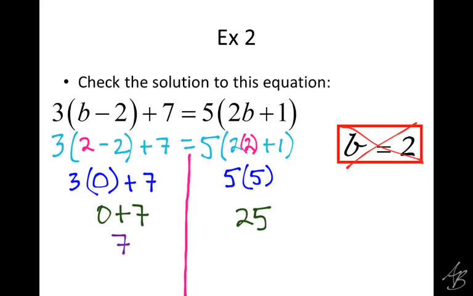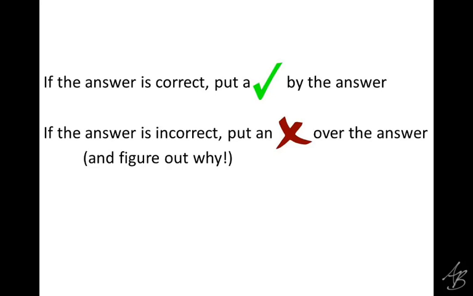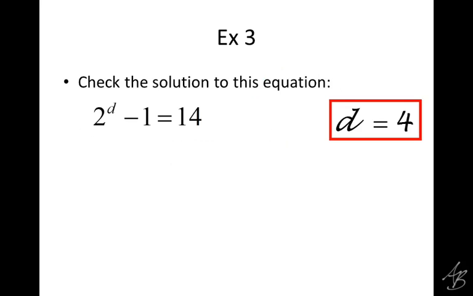All right, so there's two things we're going to do to show that the answer is either right or wrong. If the answer is correct, we're going to use a check mark. If the answer is wrong, we're going to use an X. Moving on. I want you to check to see if this is the correct answer. Now, this is actually an equation that you probably wouldn't be able to solve on your own, but you can still check to see if an answer is correct by using these methods that we're talking about.